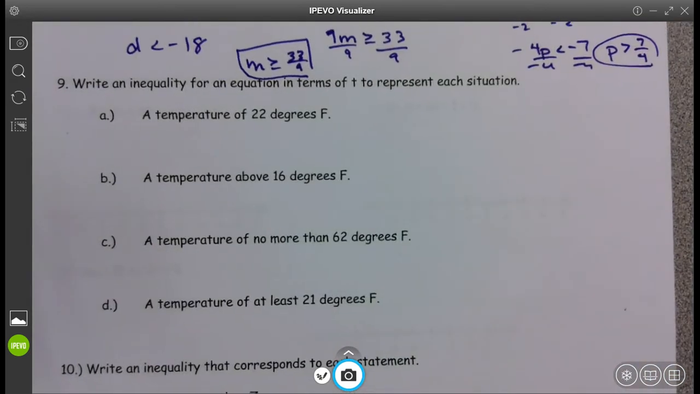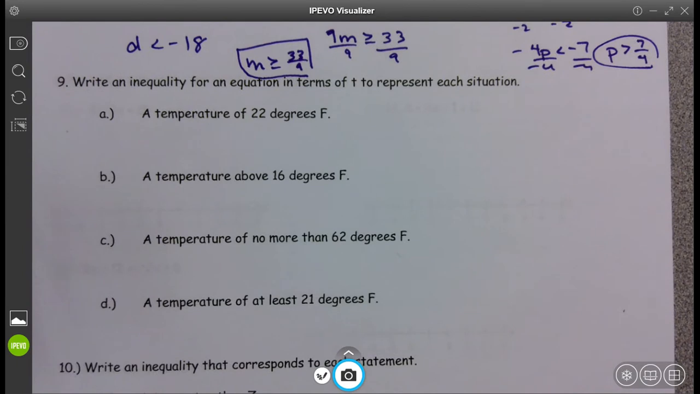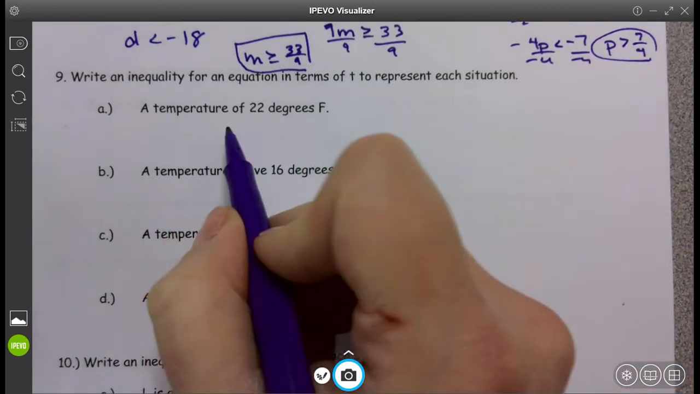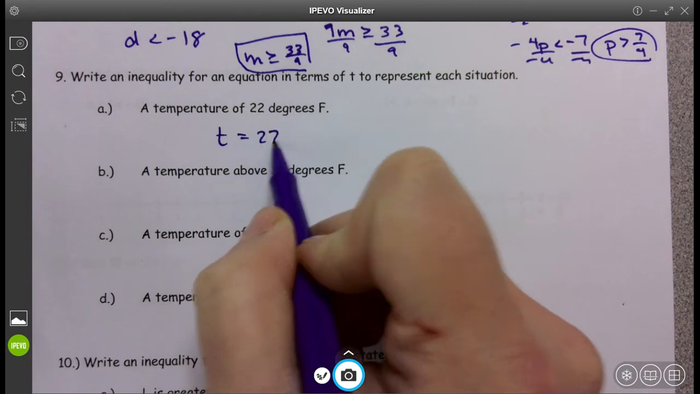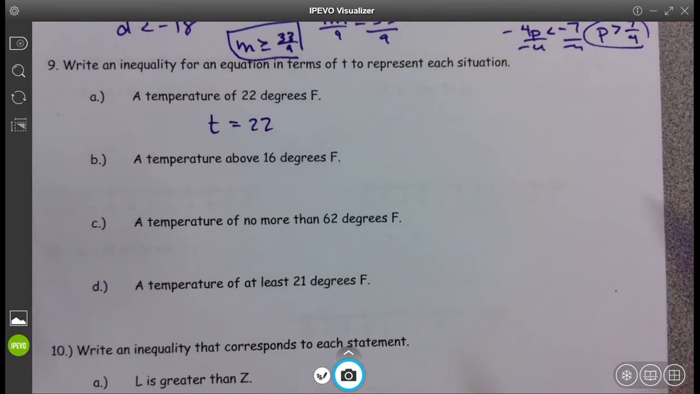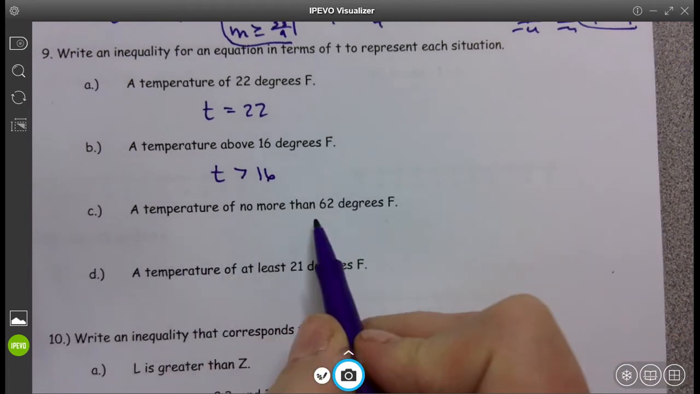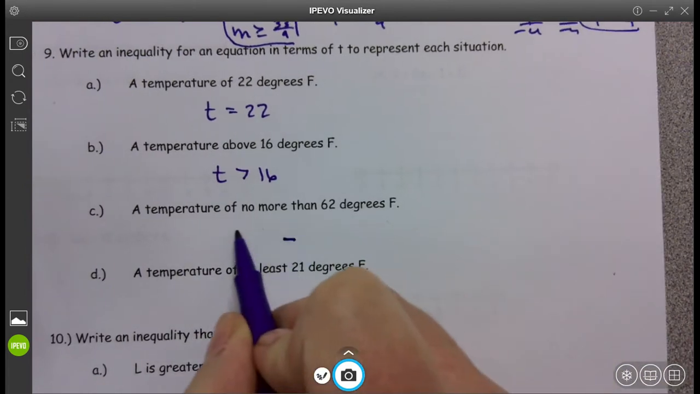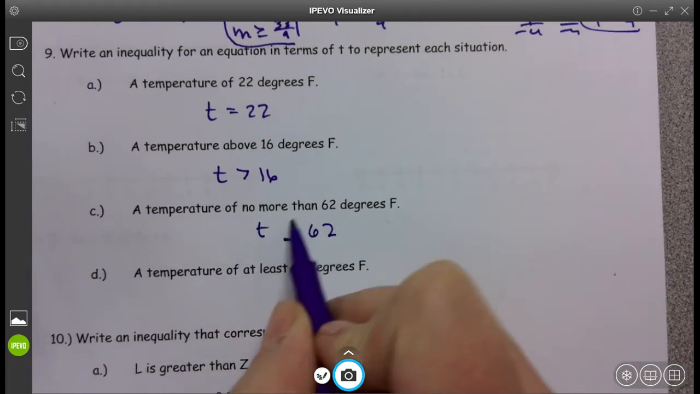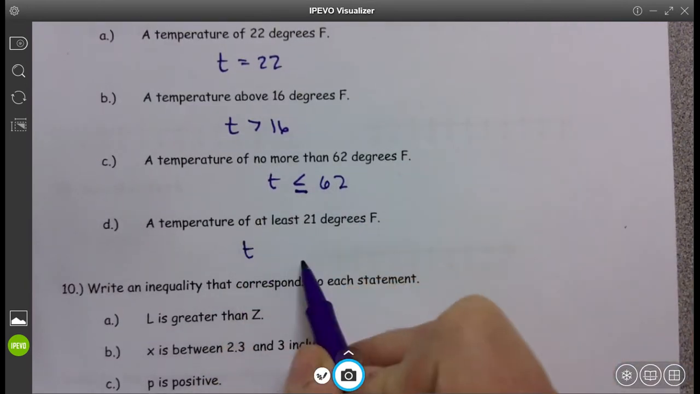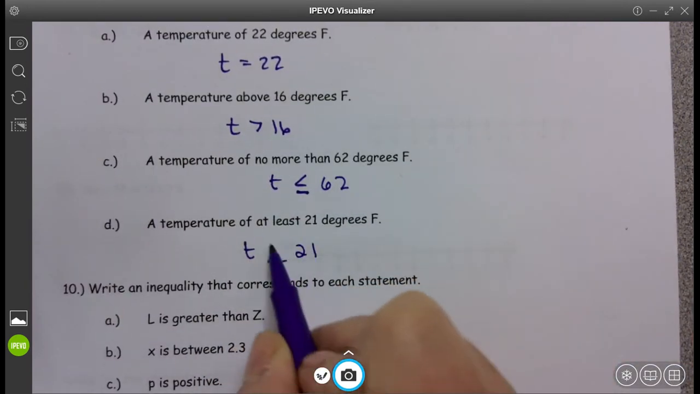All right, write an inequality or an equation in terms of t to represent each situation. I don't like how that's phrased, but what they're saying is take these words and put them into symbols. The temperature of 22 degrees means it's equal to 22 degrees. A temperature above means it's greater than. A temperature of no more than means that it can be equal to it. It can be 62 degrees, but it can't be more than it. And a temperature of at least 21 degrees means it has to be 21 degrees, but it can be greater.